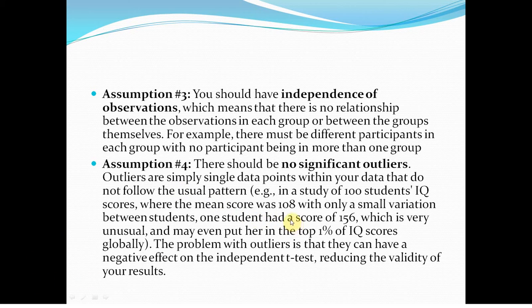No significant outliers, so there's nothing really mad. Like say you're doing student IQ and you had an IQ of 200, which would be a typo. And even if there was a student who had an IQ of 200 and it was a small sample, that could adversely affect the outcome.